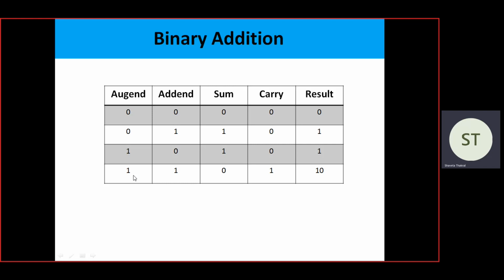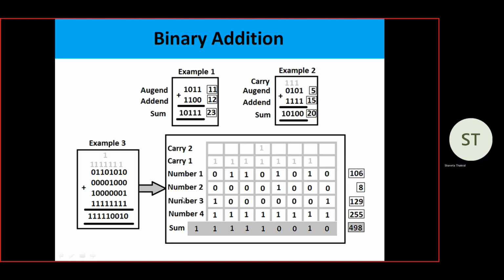And when we are adding 1 with 1, 1 plus 1 is 0 in summation and the carry generated will be 1. So how to write this result? The sum here is 0 and the carry is written ahead of the sum. So carry here is 1. So we say that the result of 1 plus 1 is 1 0. We apply these rules of binary addition while adding two multi-bit numbers.